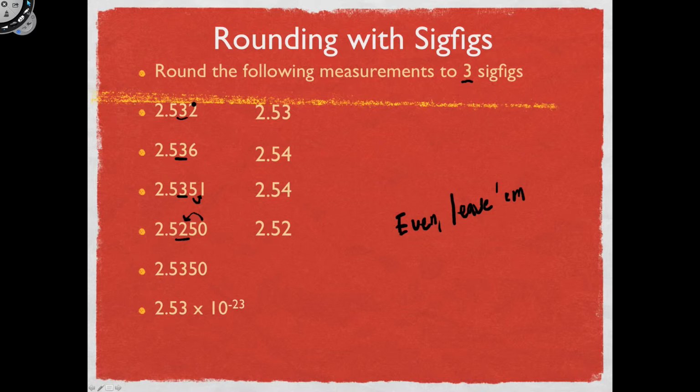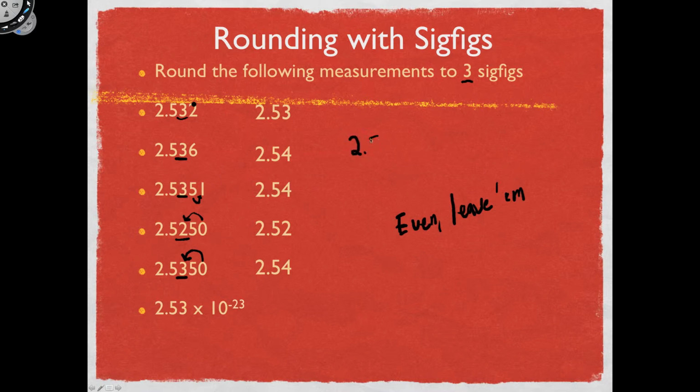Well, what if that number is odd? So I'm rounding to 3 sig figs. 3 is the third sig fig. Next to the 3 is a 5. By rule, I have to look at the next digit. The next digit is a 0. So if it's a 0, I have to go back and look at the number I'm rounding. If it is odd, then I round it up. Up here it was even, so I left it. Down here it's odd, so I round up. So 2.5350 rounds to 2.54.